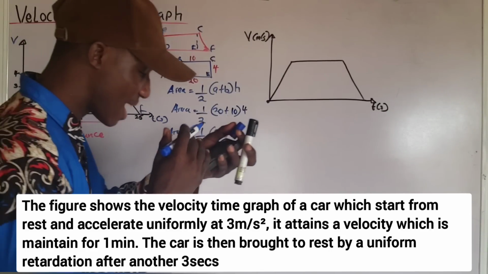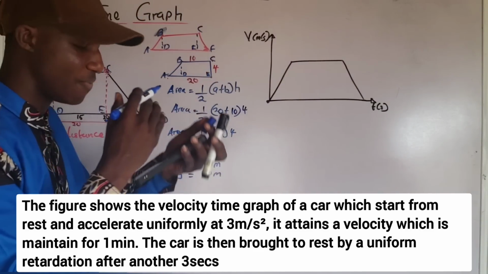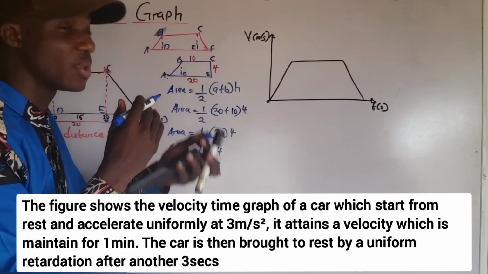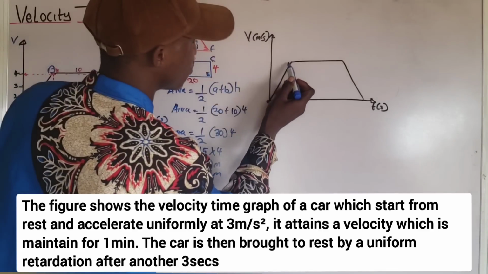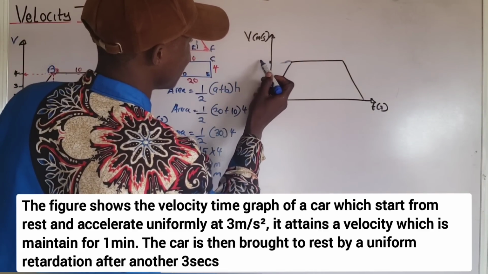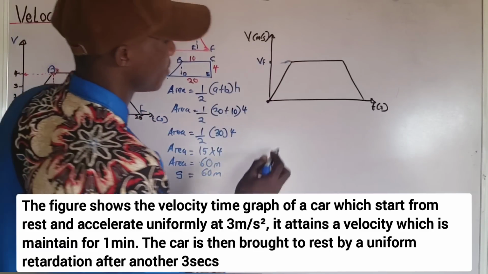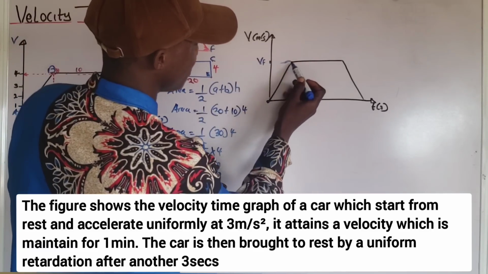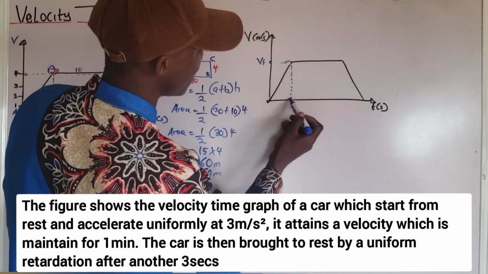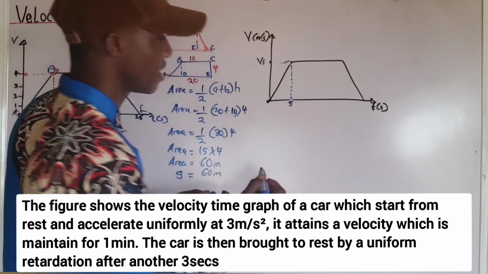So when this car accelerates at 3 meters per second squared, it attains a velocity. The velocity we don't know, but it should be here. This is the velocity that is attained. We don't know it, so let us represent it as VF. Now, the time used to accelerate from rest is 5 seconds. So here is going to be 5.